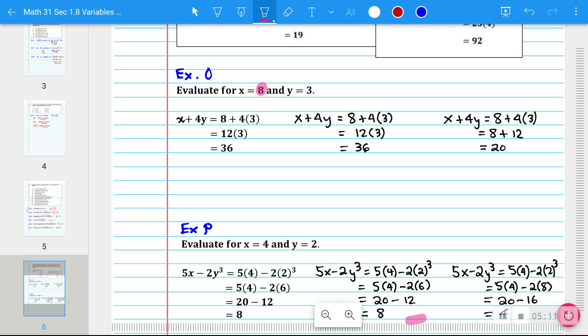So we're supposed to use an 8 for the x, and they did. A 3 for the y, and they did. But then the mistake is getting from this line to this line. This person, whoever did this problem, added before multiplying. So the mistake in this problem is this 12 right here. They shouldn't have added 8 plus 4. They should have multiplied the 4 times 3.